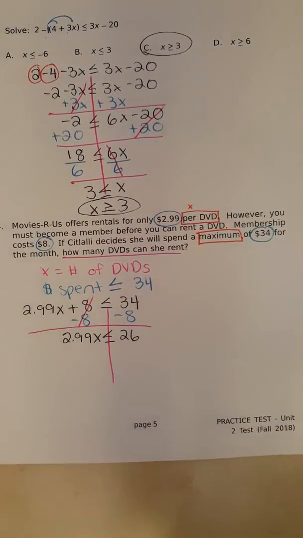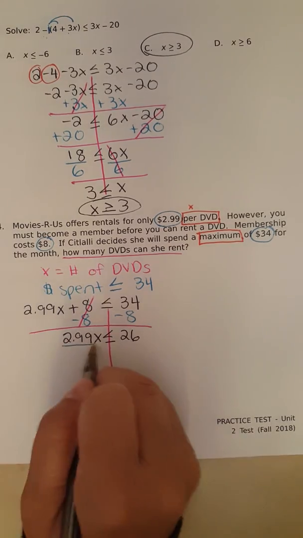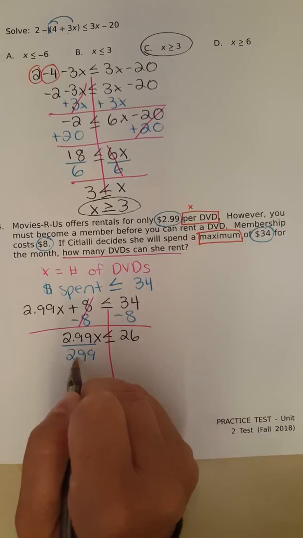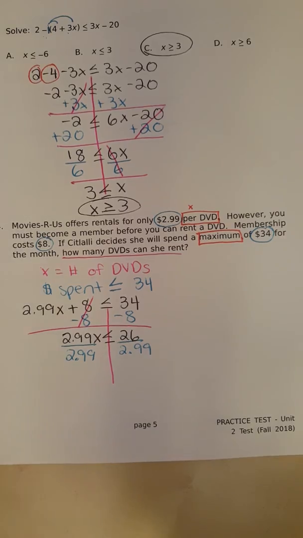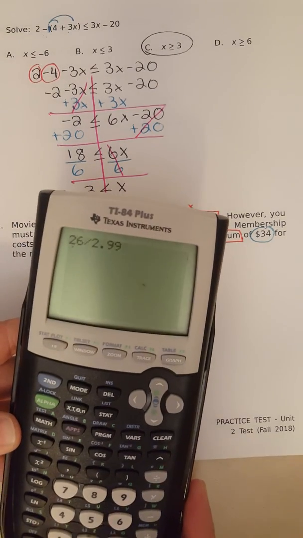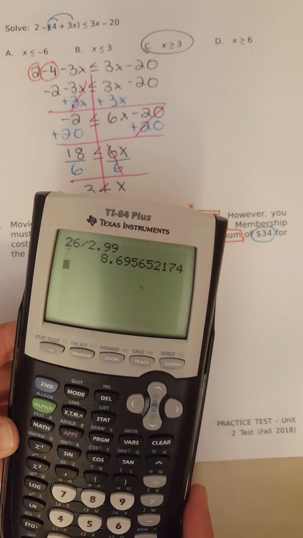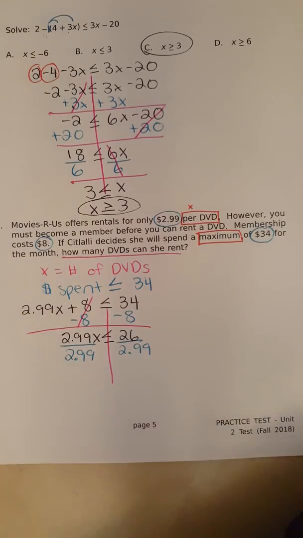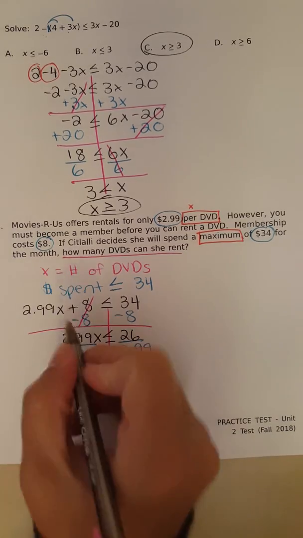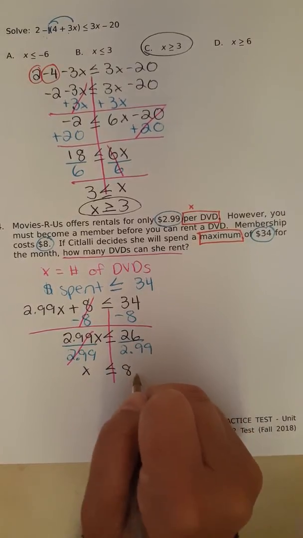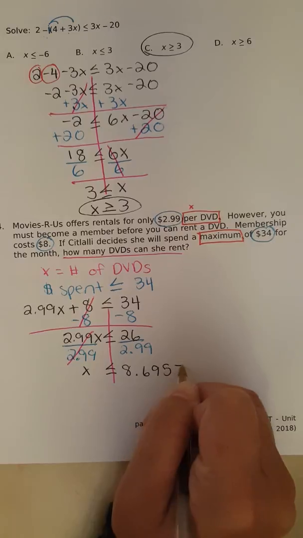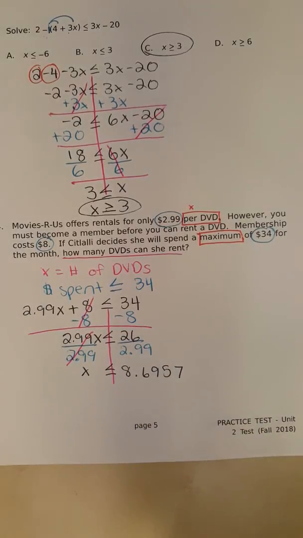I have a feeling I'm going to get a nasty decimal with this one, so let's see what happens. I'm going to divide both sides by 2.99, because that's what it was being multiplied by. Now, when I divide, I have 26 divided by 2.99. And that gives me 8.6956522174, and that keeps going. So on the left side, this cancels out. We get 1. So over here, we're not going to write the whole thing. We'll go with our 8.6957.